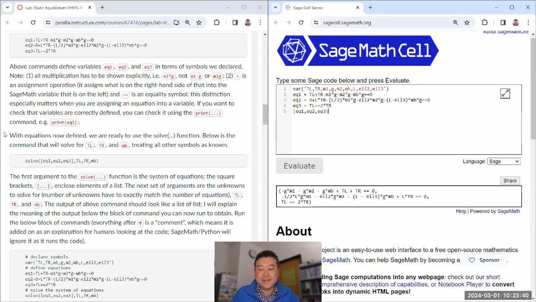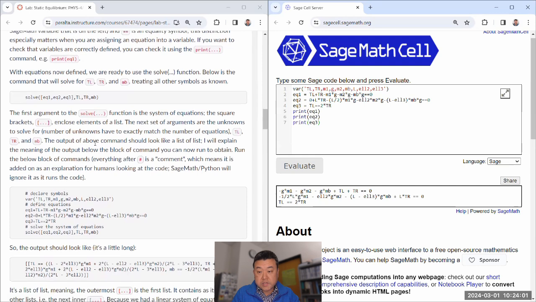If you want to check that the variables are correctly defined, you can check it using the print command. So one other way to do that is I can do print, just explicitly tell SageMath to print these expressions. Then it'll print these equations one at a time. That's another way to display these equations for double checking.